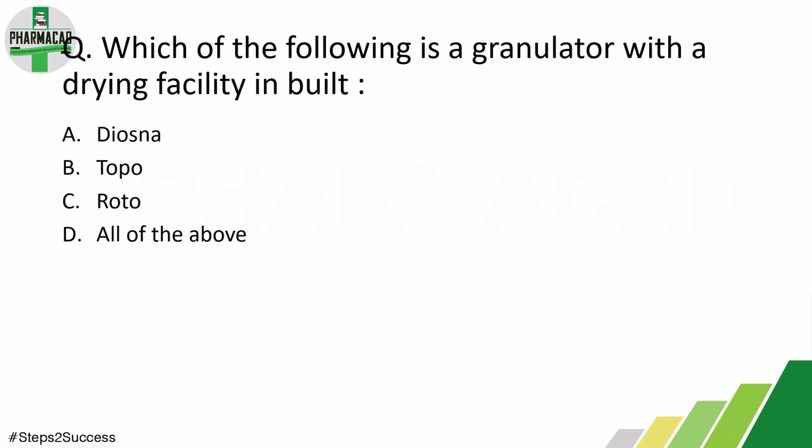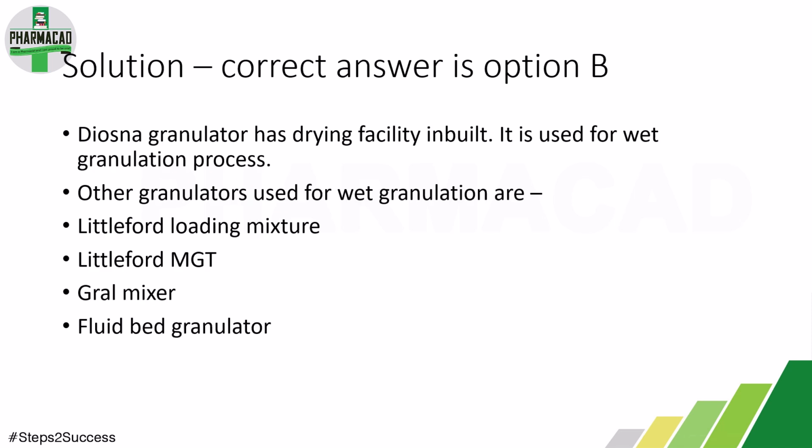Next question, which of the following is a granulator with a drying facility inbuilt? Option A, Diosna, option B, Topo, option C, Roto, option D, all of the above. So the correct answer is option A, Diosna. Diosna granulator has a drying facility inbuilt. It is used for wet granulation process.